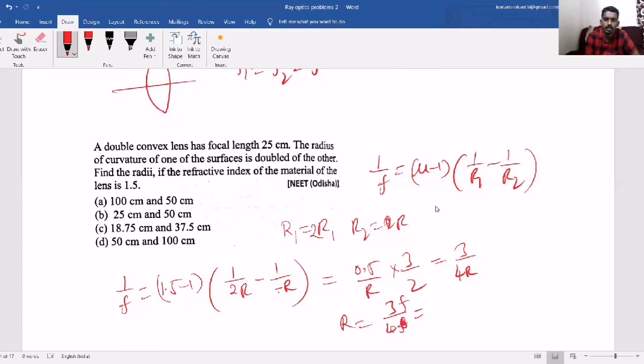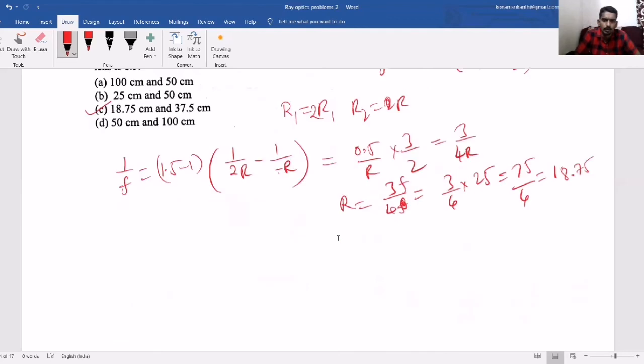Sorry, 3f by 4, cross multiply. So that is 3 by 4 into f, where f is 25. So this is the r2 value, that is 75 by 4. 75 by 4 means approximately how much will you get? 118.75. So the answer, what will it become? Option C. So this way you can find it. Just understand, take the proper sign convention and take the formula properly.